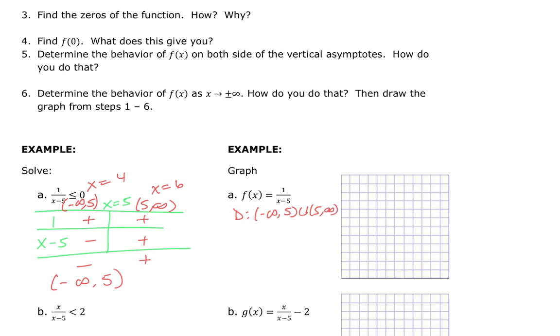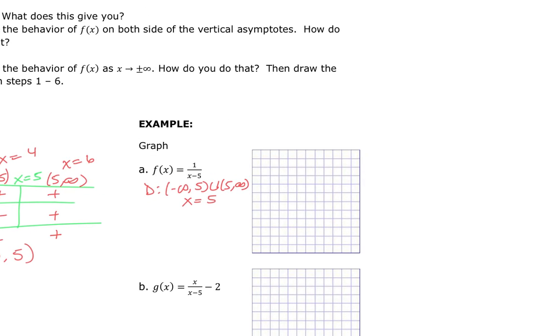So I know that since I have a restriction in my domain, I have x is equal to 5 as the restricted domain. So my vertical asymptote is at x is equal to 5. 1, 2, 3, 4, 5. x is equal to 5. So that's my vertical asymptote. My vertical asymptote is at x is equal to 5.